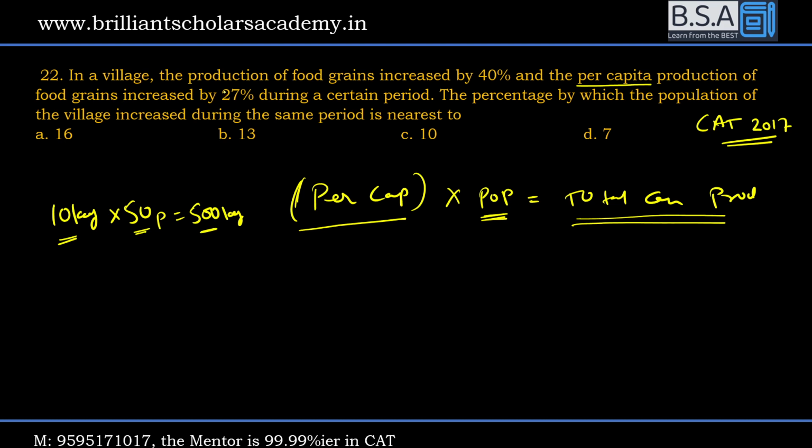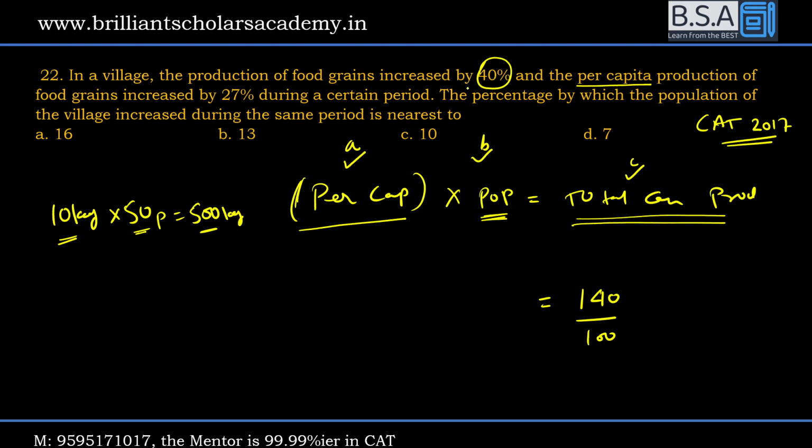In a village, the production of food grain increases by 40%. Is this increasing 40%? The first term, is this increasing 40% or is this increasing 40%? A, B or C? C is increasing. So how do you increase 40%? You write 140 upon 100. We have discussed this yesterday. Final value upon initial value.